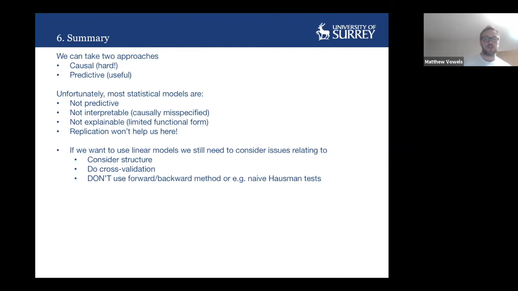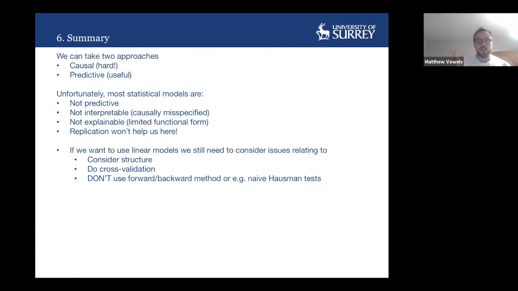And if we do want to use linear models, we still need to consider issues. So I understand that sometimes your data are very limited. That's not a reason not to use machine learning algorithms. I think a lot of people seem to think that with small sample sizes, you can't use machine learning algorithms on them. I don't really see why that's the case.